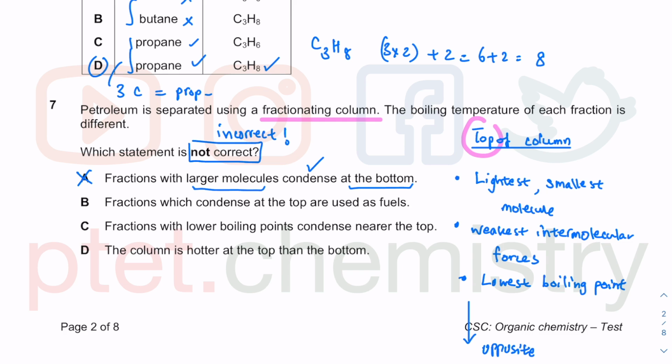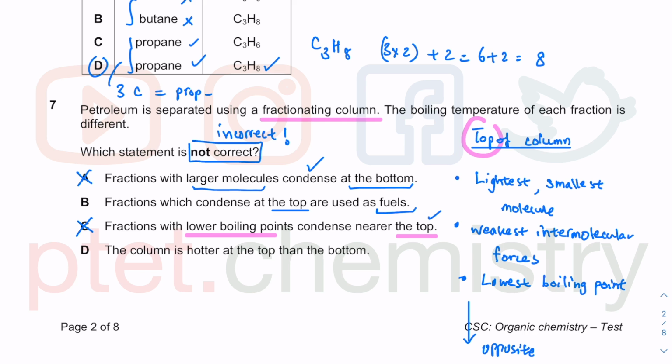We want incorrect. Fractions which condense at the top are used as fuels. Well, we got natural gas on top actually. What else do we have? Then we have petroleums, which are used as fuels, etc. So I will not discount that yet, but fractions with lower boiling point condense nearer to the top. This one is definitely true. So perhaps this is not true then, because lower boiling point will be higher up at the top. So C cannot be the answer because C is factually correct.